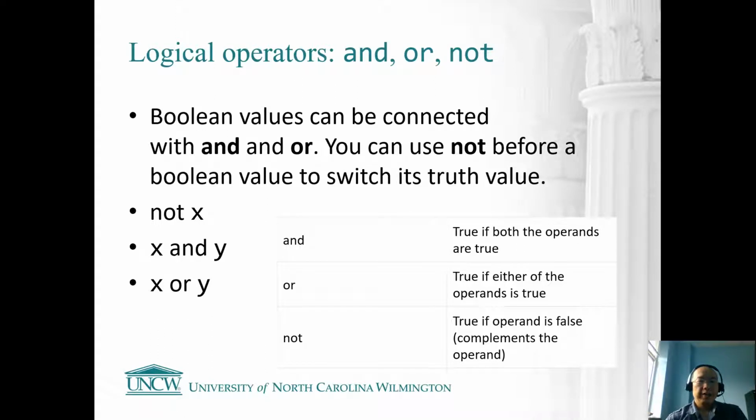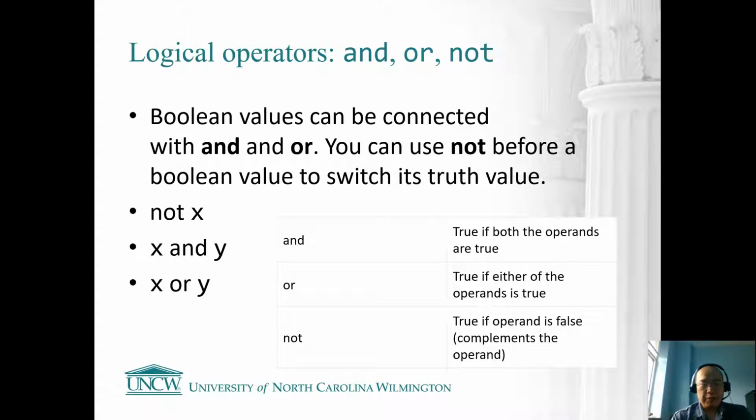Okay, let's continue. The next topic is the logical operators. For the logical operators, we have a total of three: and, or, and not. Let's say we have x and y as two Boolean expressions. Then we can use and or or to connect two Boolean expressions. We can do x and y, or x or y. And the not is a unary operator, so we can do not x.